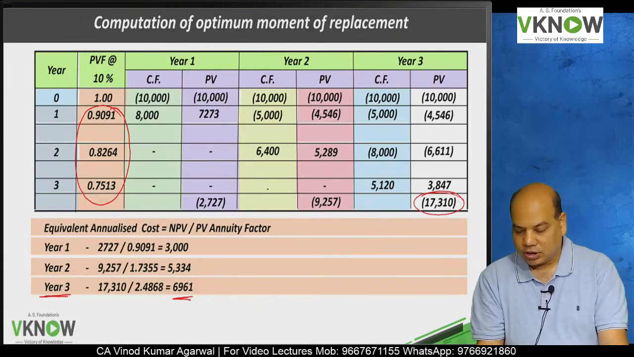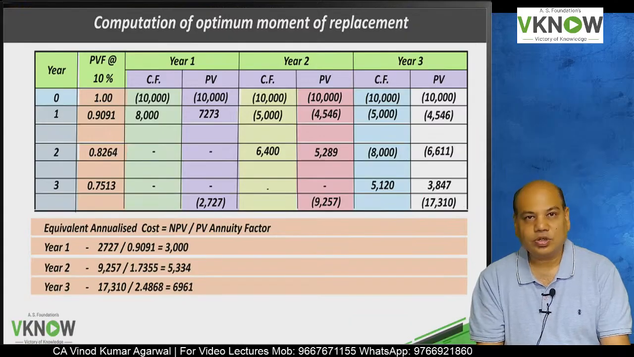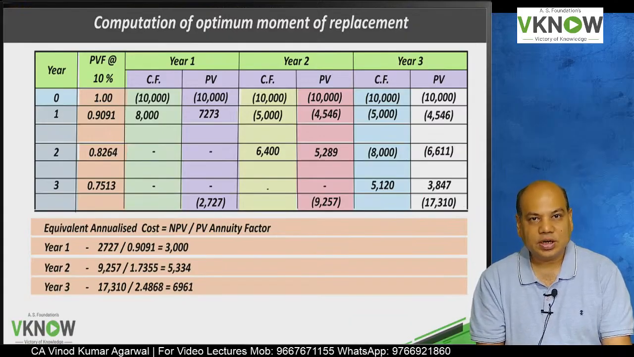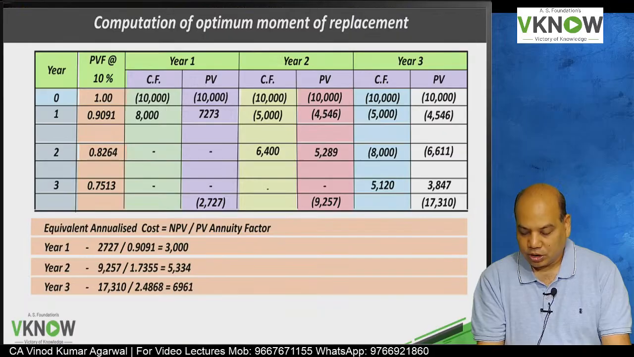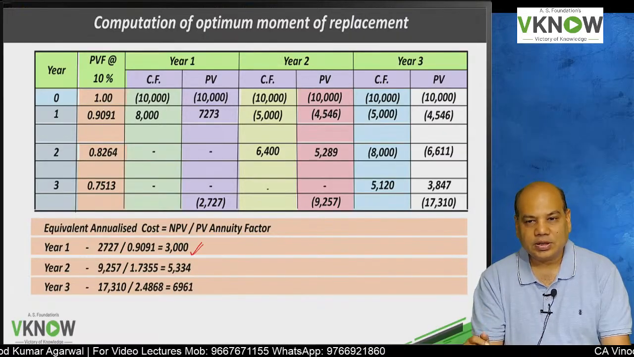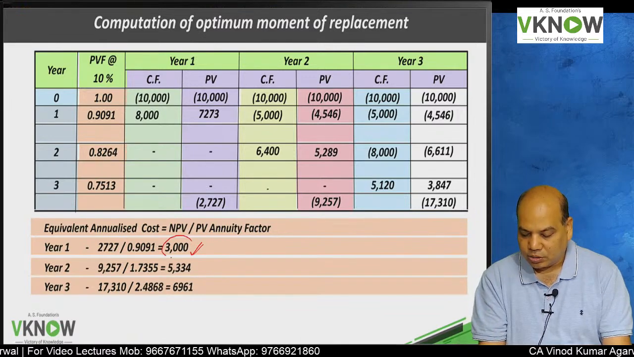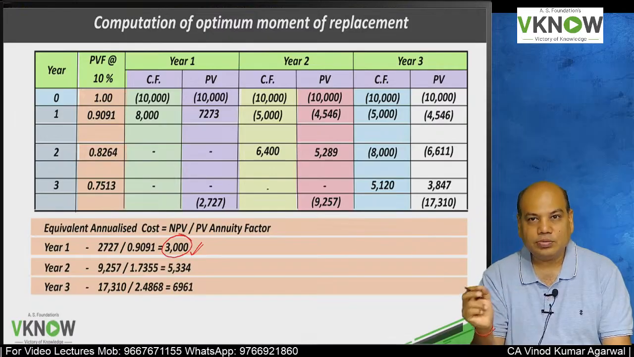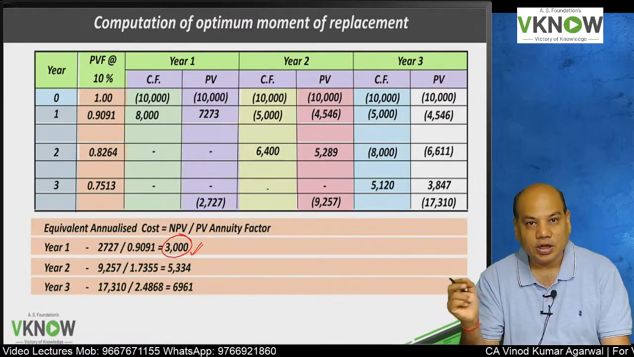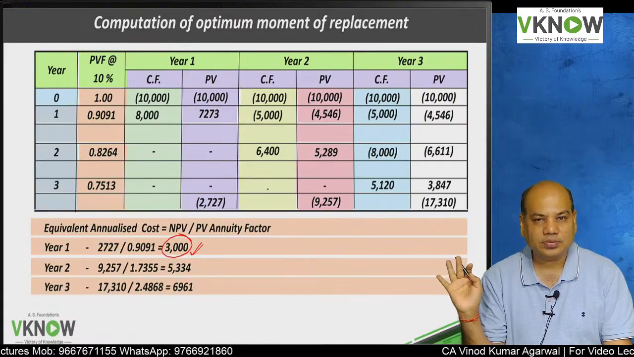Now understand, these are like average cost per annum. If you keep on replacing every year, buying the asset and selling it after year 1, again buying the asset and selling it after year 1, it is equivalent to spending 3000 rupees per annum.